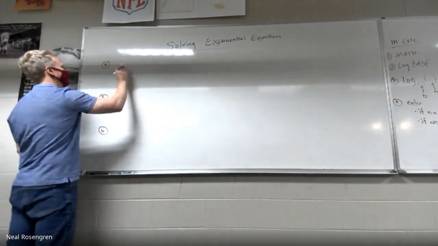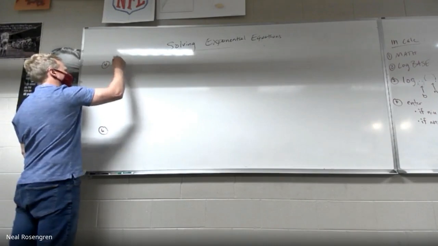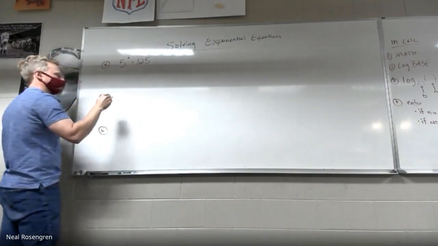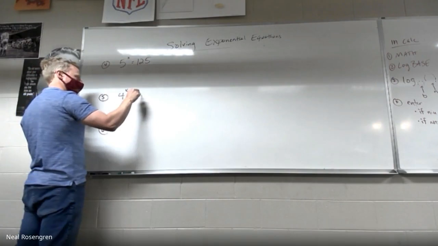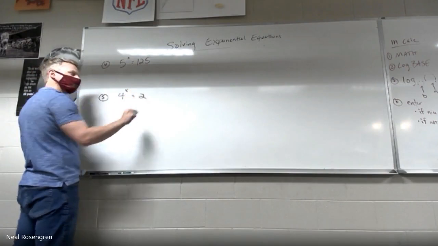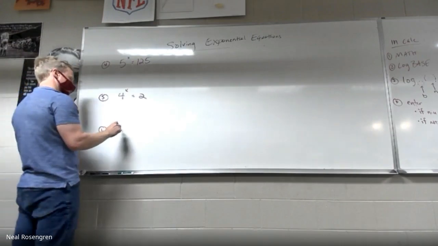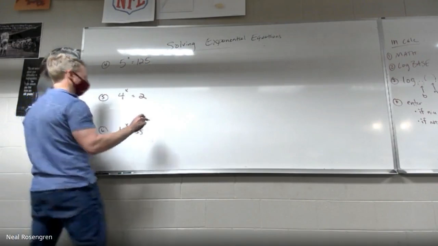We'll go 5 to the x equals 1.5. 4 to the x equals 2. 7 to the x equals 35.